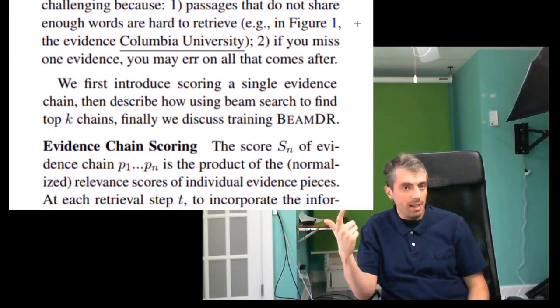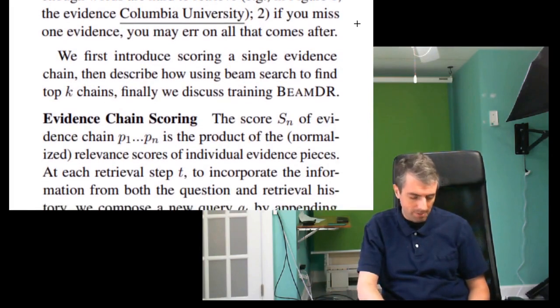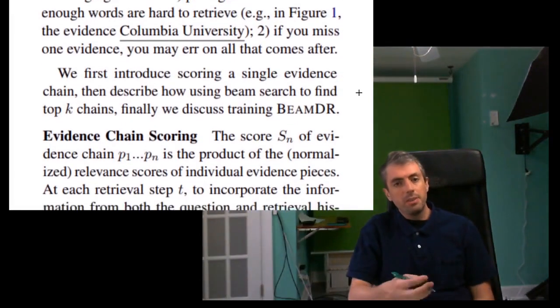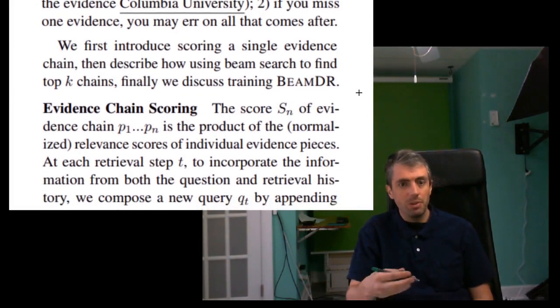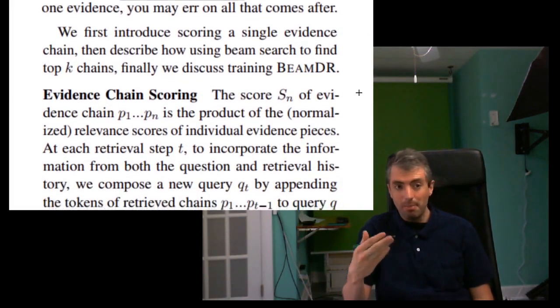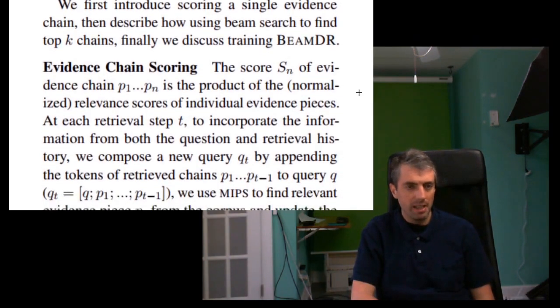If you miss one evidence, you may err on all that come after. We first introduce scoring a single evidence chain, then describe how to use beam search to find top K chains, and then finally discuss training BeamDR.